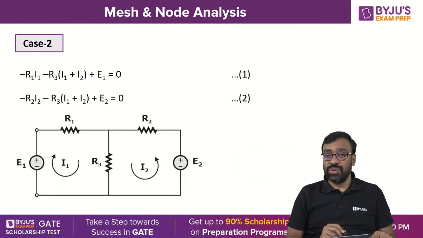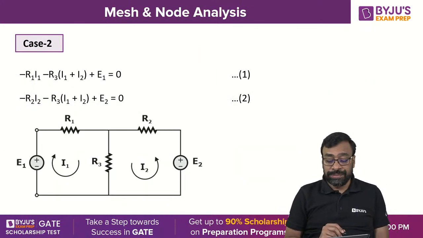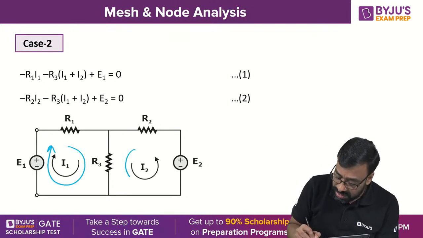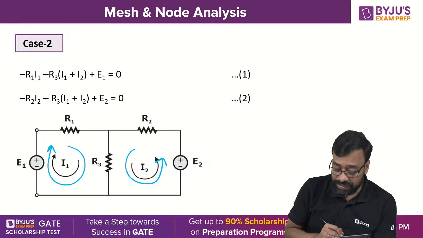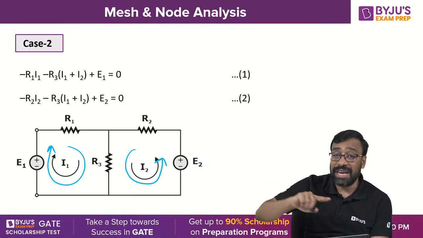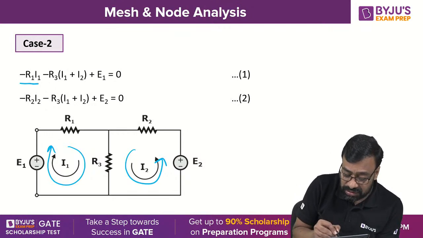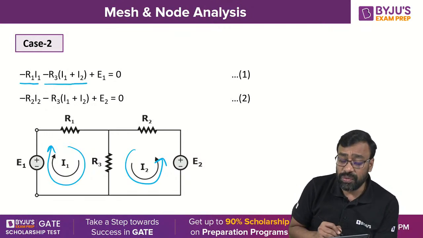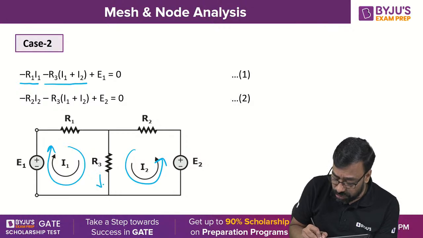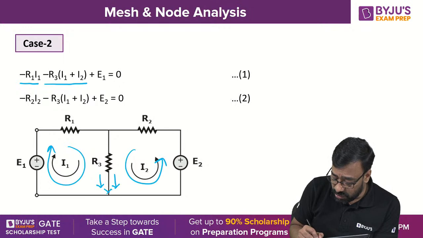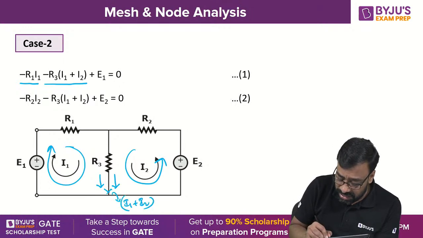Now, coming to case 2, then you will understand here. Look at this. You're taking I1 here like this and I2 here like this. I1 is in the clockwise direction, I2 is in the anti-clockwise direction. Got it? Now, minus R1 I1 minus R3 times I1 plus I2. Why? Because I1 is flowing in the downward direction, I2 is also flowing in the downward direction. The resulting current here is I1 plus I2.